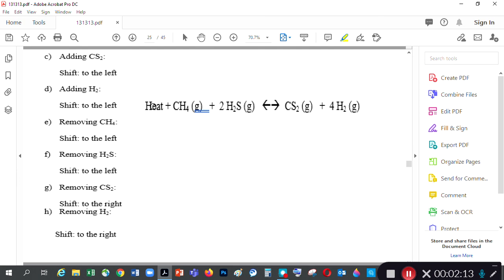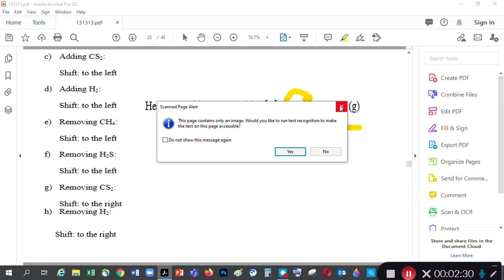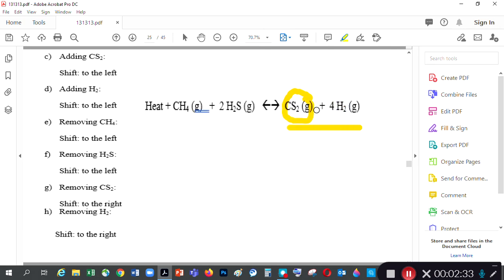Now, if you look at this, this is the reaction here. Now we are trying to add a product. If you add the carbon disulfide product, well, this side will be more stressed out. The product side will be more stressed out. The shift will be which way? Will be to the left. Sorry, will be to the left. So adding hydrogen, that's another product. If you add it, the product side will be more stressed, and the shift will be to the left as well.